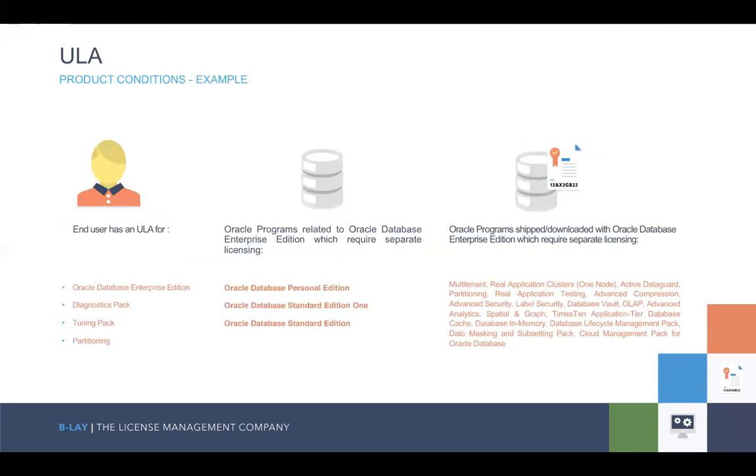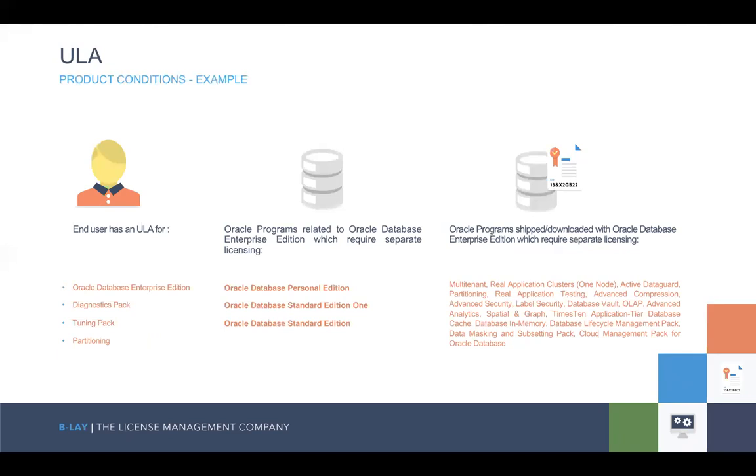Let's say you as an end user have a ULA for the Oracle Database Enterprise Edition, Diagnostic Pack, Tuning Pack, and Partitioning. Now you may then think, oh, I have the Oracle Database Enterprise Edition. That is the highest database edition that Oracle has available. So I should also be allowed to make use of Oracle Database Personal Edition, Standard Edition, or Standard Edition 2, the newest product from Oracle from that perspective.